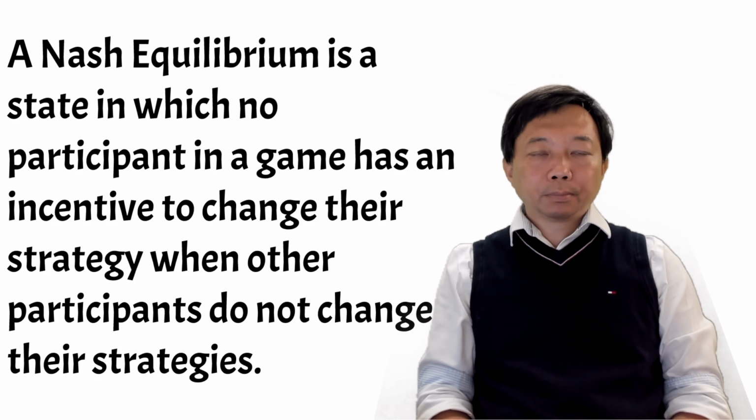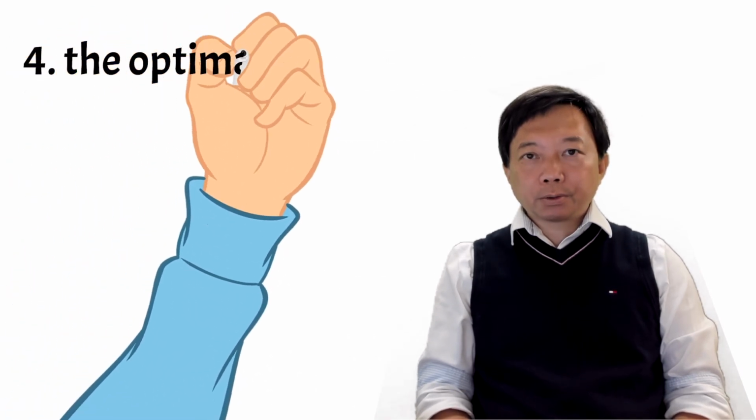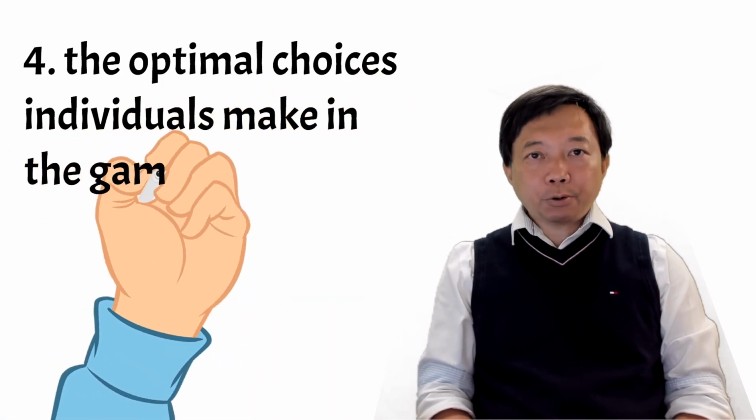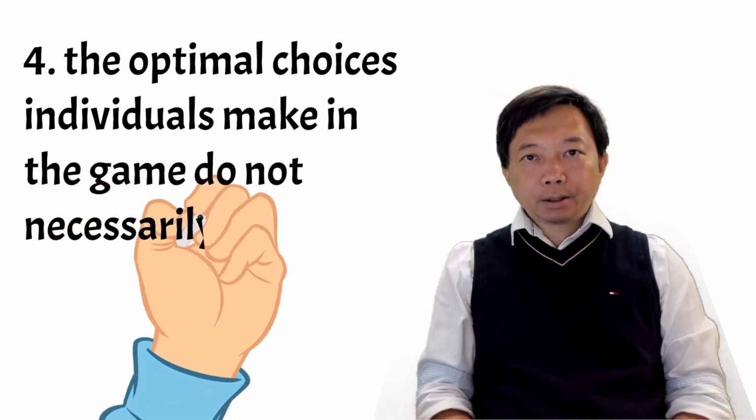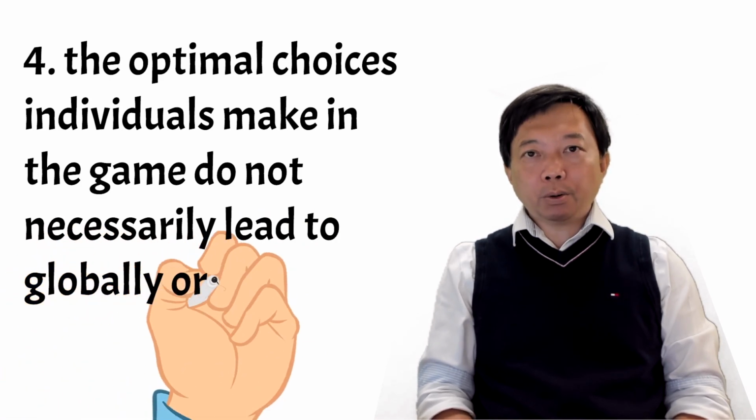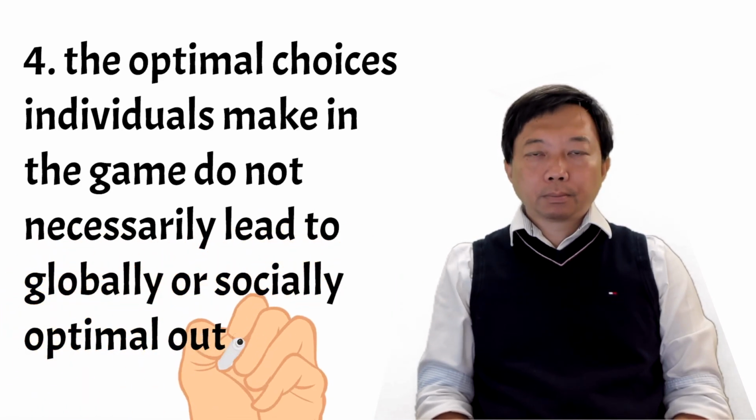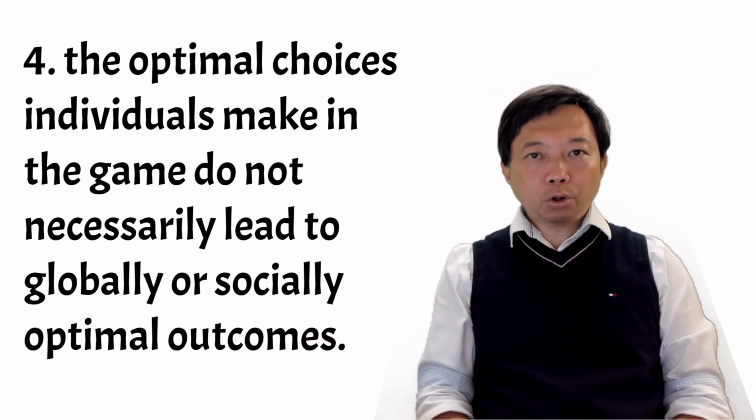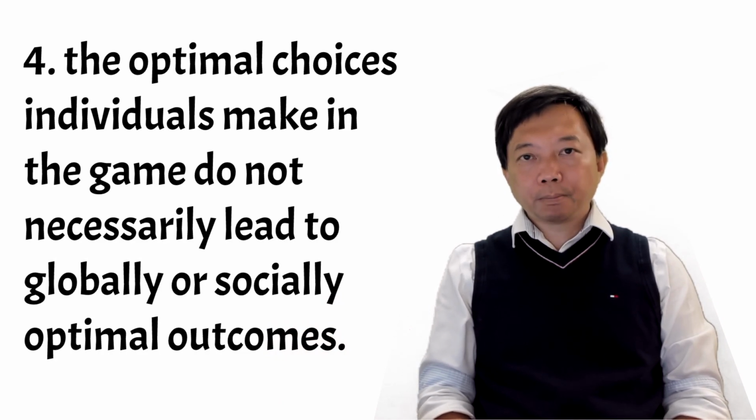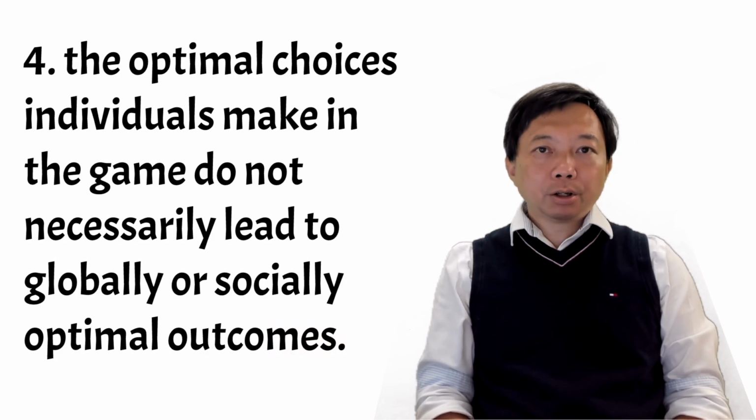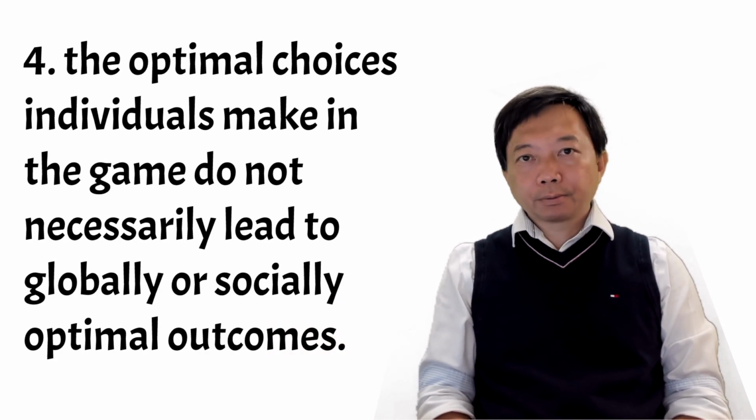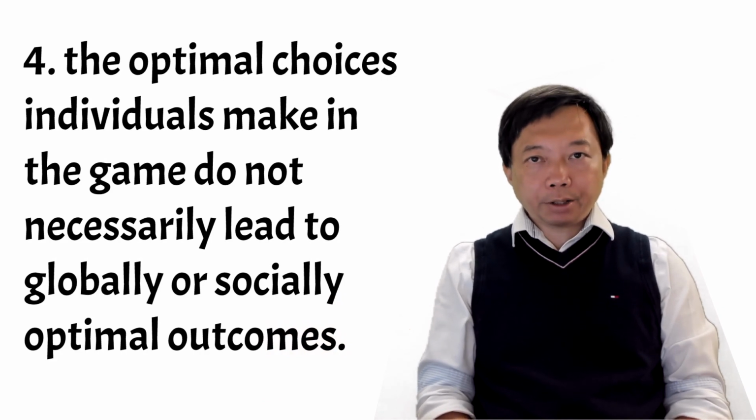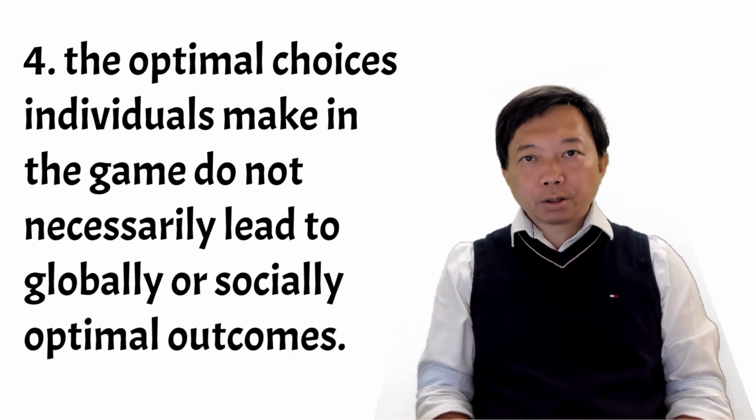Fourth, the optimal choices individuals make in the game do not necessarily lead to globally or socially optimal outcomes. In the prisoner's dilemma, the globally or socially optimal strategy is for both suspects to not confess. It requires the players to cooperate or collude.